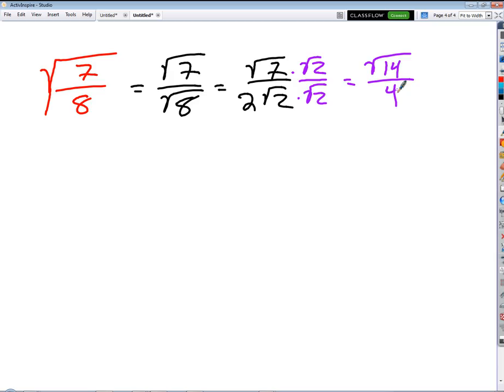You good? Wait, why did we times it by the square root of 2? Okay, we multiplied it by the square root of 2 because we had a radical stranded in the bottom. You can't have a radical in the denominator, so whenever you have one in the denominator, you're gonna multiply top and bottom by that square root to get it off the bottom.